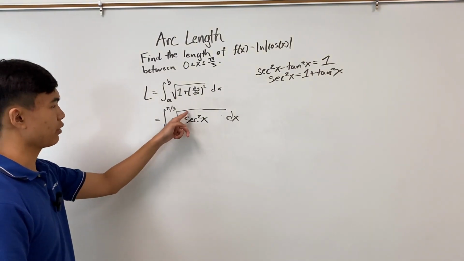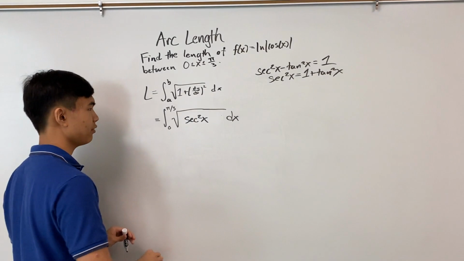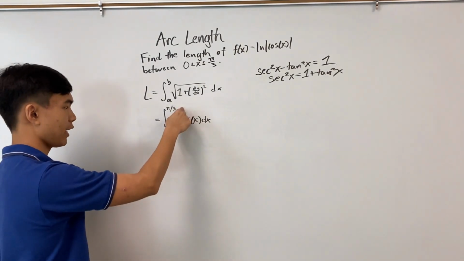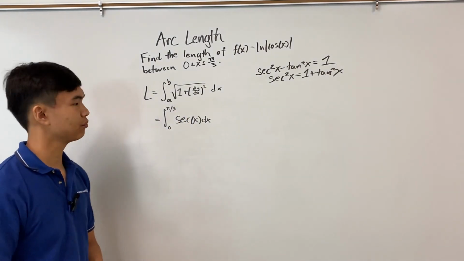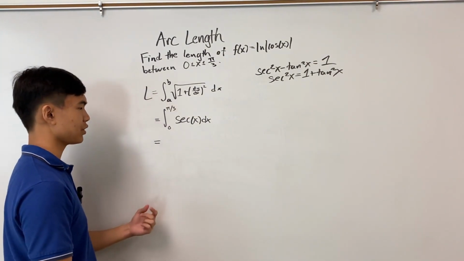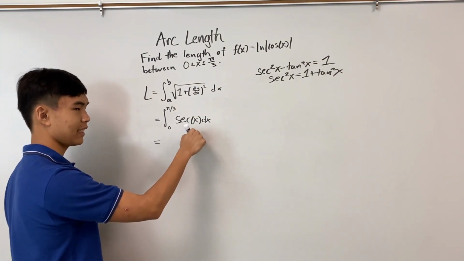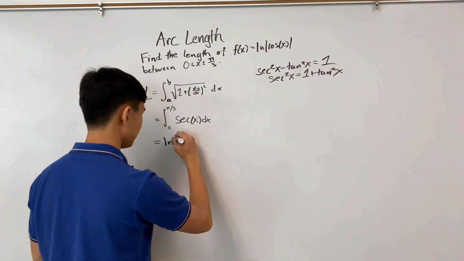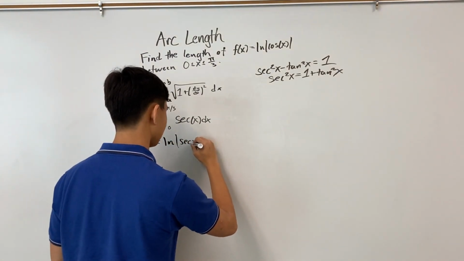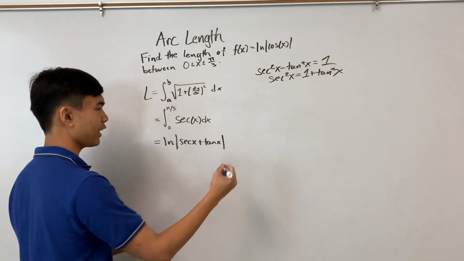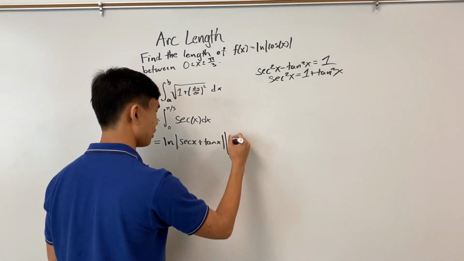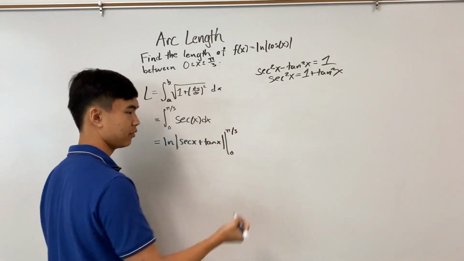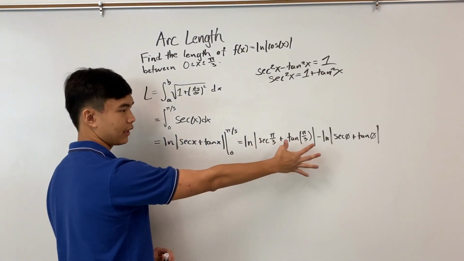And now the square root and the square can cancel to leave the integral from 0 to pi over 3 of secant x dx. So you'll remember from the basic integrals videos that the integral of secant x is ln of secant x plus tangent x. And we're going to evaluate this from 0 to pi over 3. And this expands like this.